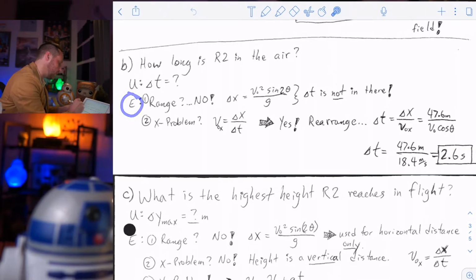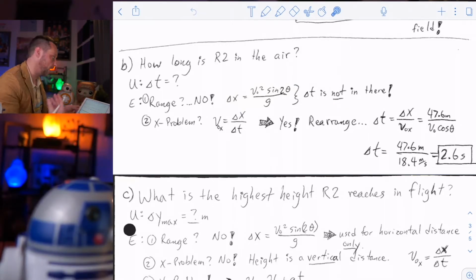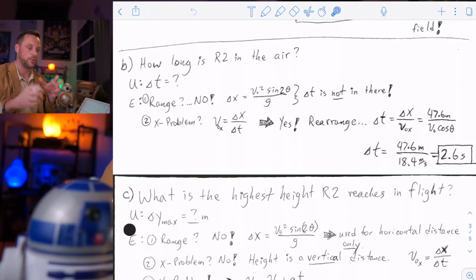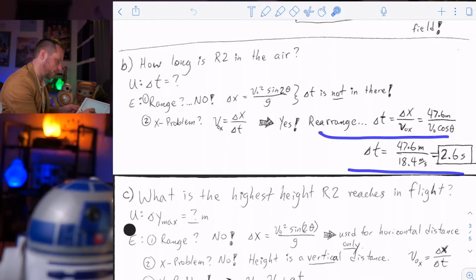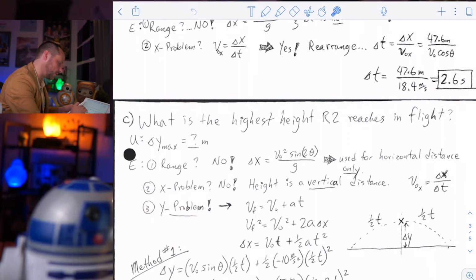My equation part, step one in my head: can I use the range equation? Well, no. Here's the range equation written out, and delta T is not even in the range equation. So I can't find delta T if it's not there. So then my next question is, can I use an X problem because it's the fastest, quickest way? And the answer is yes. And that's what we just did. So there's my work walking through that process.